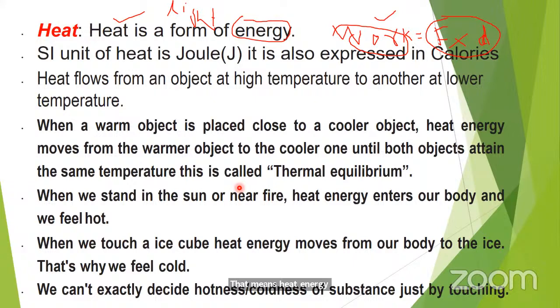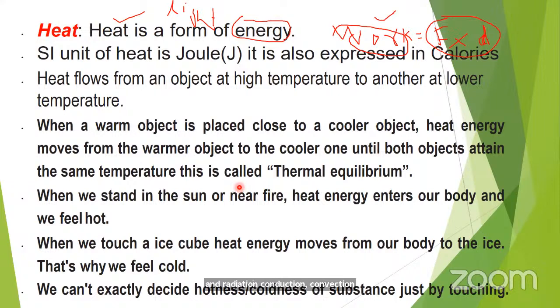That means heat energy is traveling or moving from a hot body to a cold body, where the two bodies may be in contact or may not be in contact. Heat transfers in three different ways: conduction, convection, and radiation.